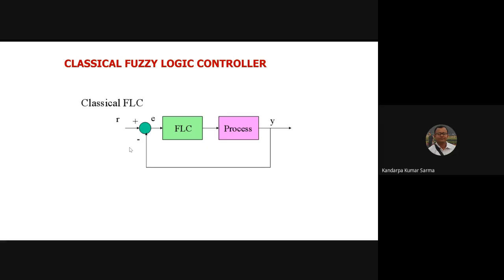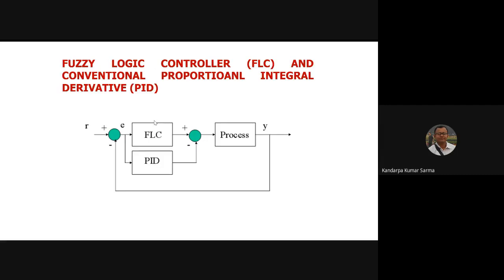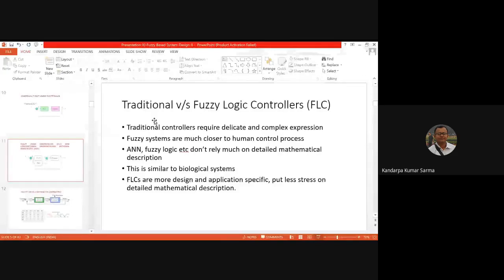Now the classical fuzzy logic controller can be summarized by three or four steps. First, there will be a comparator, plus minus, that will be generating an error signal E. Here we have a fuzzy logic controller that will be driving a process which will be generating an output Y that will come back and then again generate this E signal, which will be in the differential form. Then we have the fuzzy logic controller and a conventional proportional integral derivative controller.